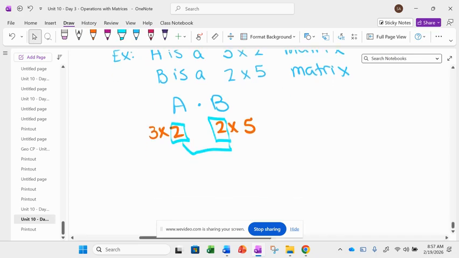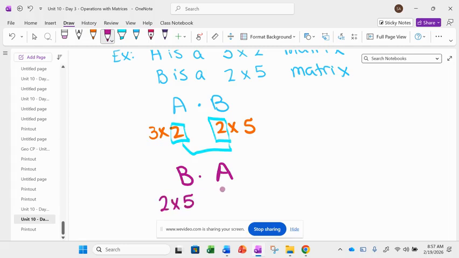Yeah, but now if we were to switch it and I had B times A, that means I would have a 2 by 5 and a 3 by 2. Do these match up? No. So that's what it means when it says that it is not commutative. We cannot switch the order. And that's why I was stressing when we multiply, we have to write it down in the order it's telling us to multiply it. So if it says A times B, I can't write B first. A has to be written first. Are we good with that? Yeah? Okay.